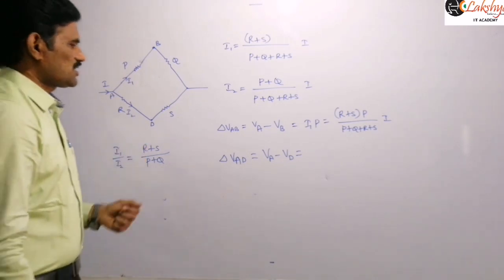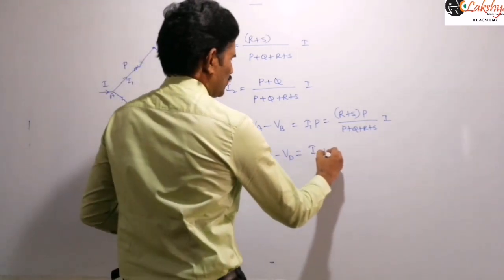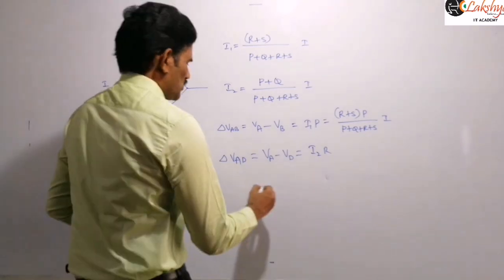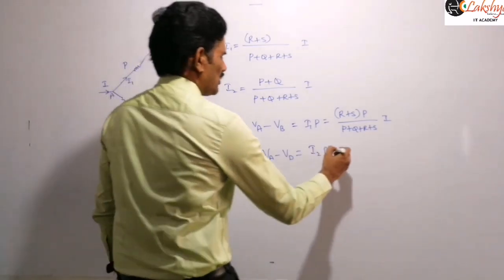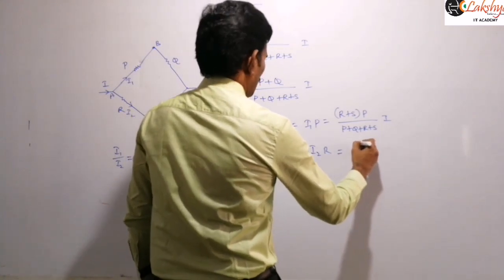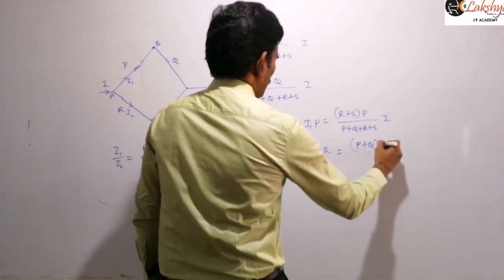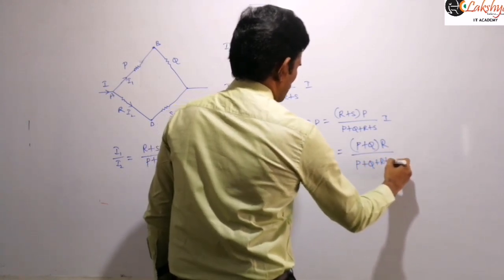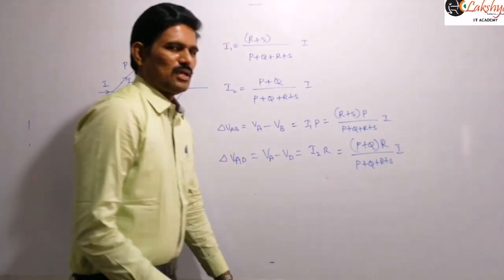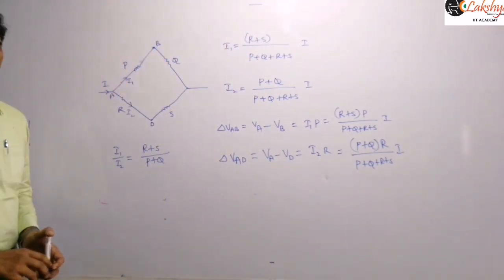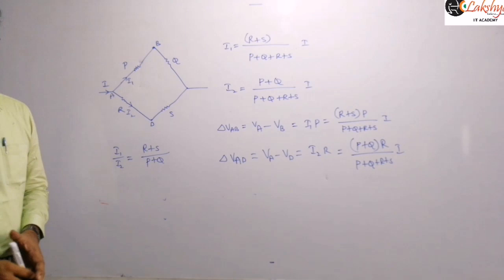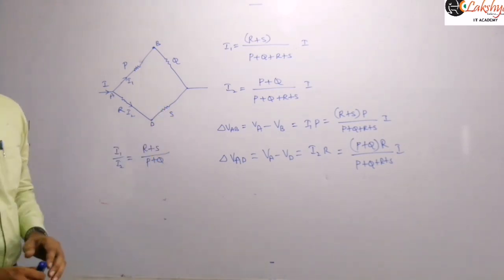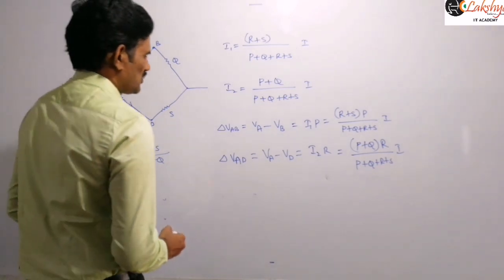And VA minus VD we can again write as I2 into R, the potential difference across R. Now I can substitute this I2 value here again: P plus Q into R by P plus Q plus R plus S into I. Now our aim is to find the potential difference between B and D, which means we need to subtract these two equations. So I am subtracting these two equations here.